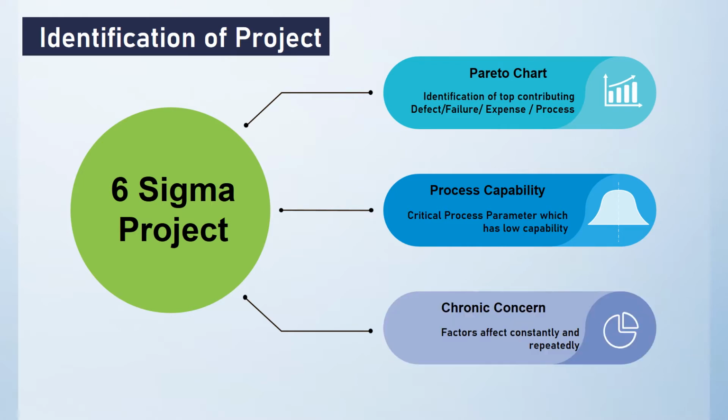Third one is chronic concerns. This may not be a top contributor, or this may not be a critical process parameter or critical process. Still, every month, constantly and repeatedly, it is affecting some portion of your defects or organization benefits or revenue. In that type of case, you have to take it. It is repeatedly a small portion but repeatedly affecting your performance. So that can be taken as a project or scope for improvement through Six Sigma. So these are the basic three ideas through which you can select the projects in your own department areas.